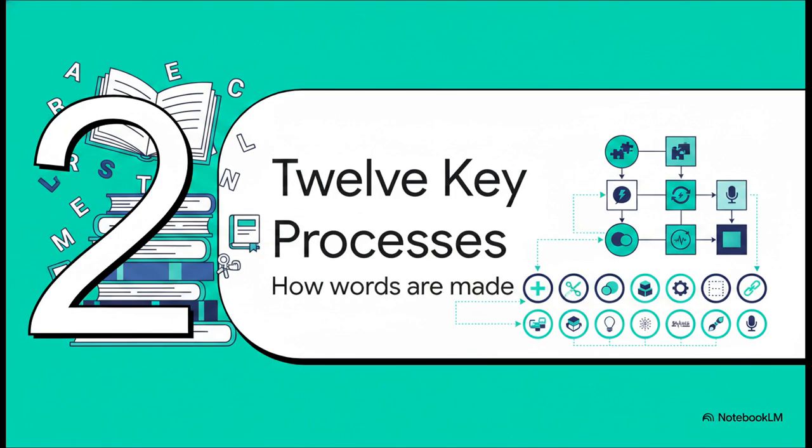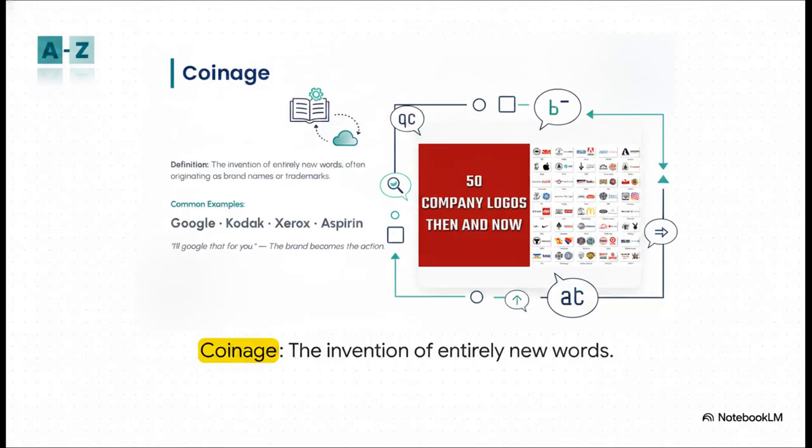Let's run through them. Process number 1 is coinage. Now, this is kind of the holy grail of word creation because it is the invention of entirely new words out of thin air. Interestingly enough, many coined words start their lives as highly specific brand names or trademarks. Take the word Google, for instance. It started as a company name, but it was so wildly successful that it shifted into an everyday verb. When you say, hey, I'll Google that real quick, you're using a coined word.